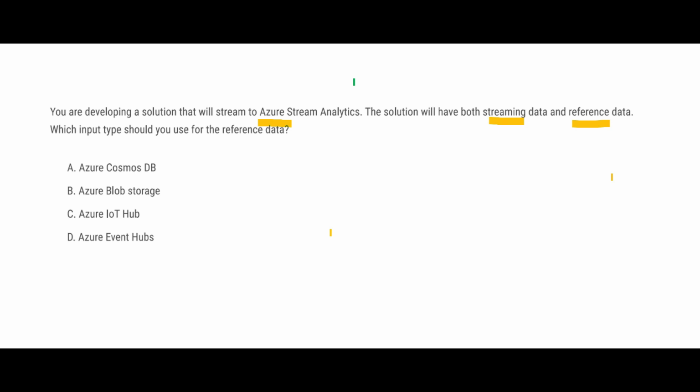Which input type should you use for reference data? Reference data you have to keep somewhere, right? It's a file, suppose a CSV file. In one of the questions in the previous parts, we saw a CSV file. Where will you keep it? You will keep it in blob storage, because you need object storage.